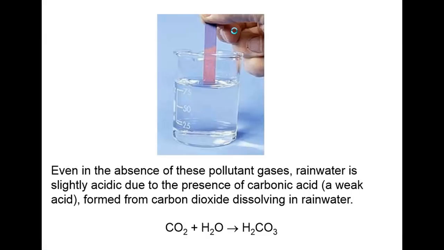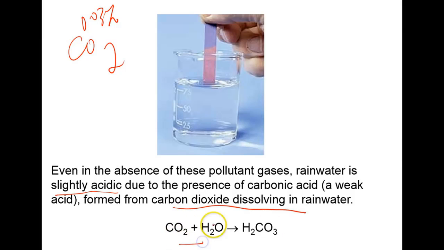And even in the absence of these pollutant gases, rainwater will be slightly acidic. Why? Because air contains carbon dioxide. 0.03% of air is carbon dioxide, and carbon dioxide is soluble in water. So even without any pollutants, CO2 can dissolve in water to give you carbonic acid. This is a weak acid. So rainwater is slightly acidic.